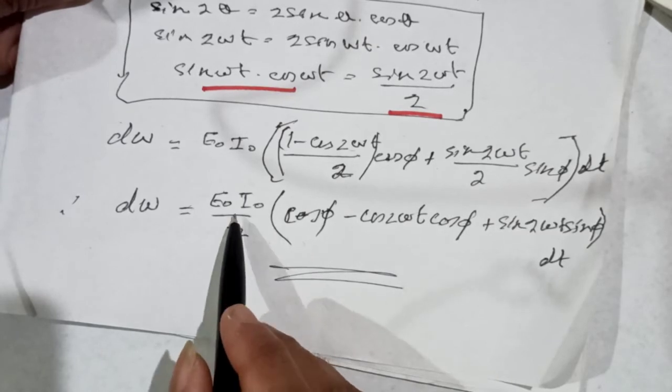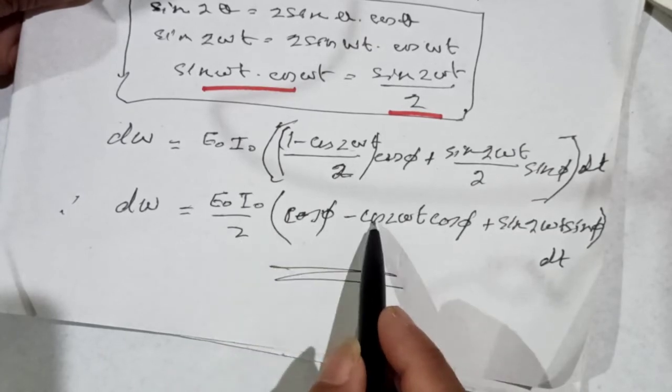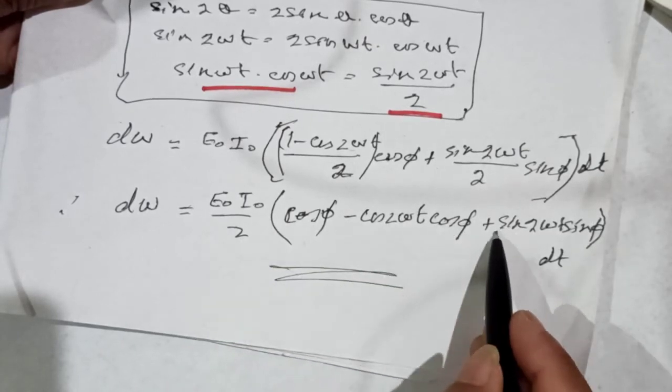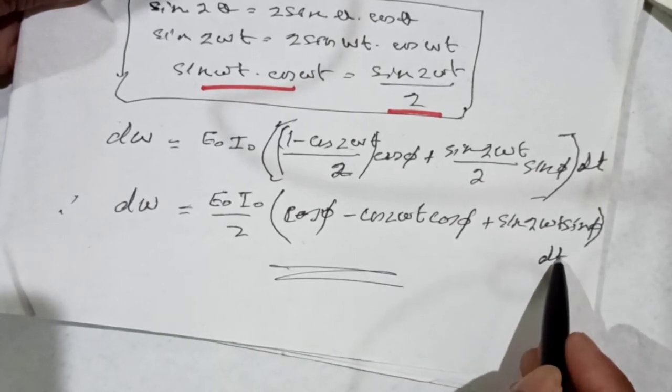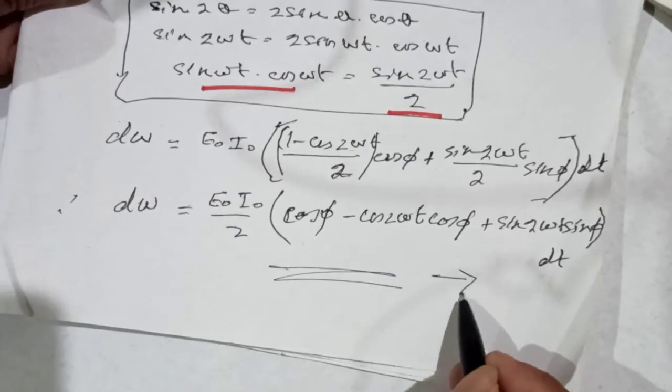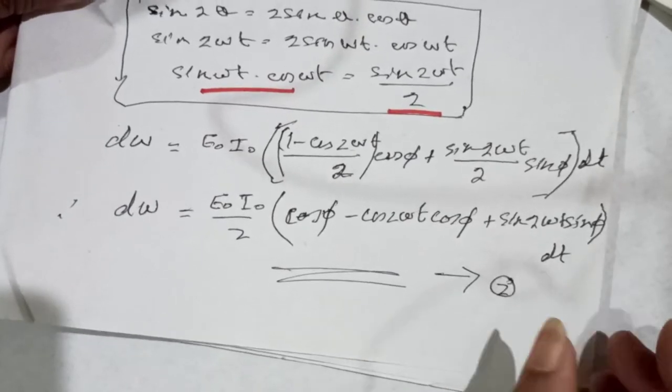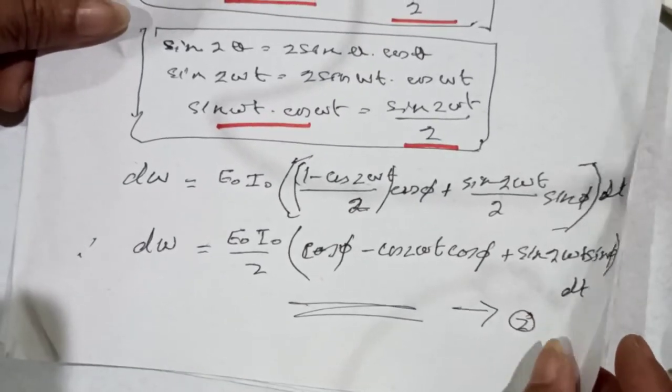E naught I naught by 2, cos phi cos 2 omega t cos phi plus sine 2 omega t sine phi into dt. So this is equation number 2, okay, equation number 2. We will do it in the next page.